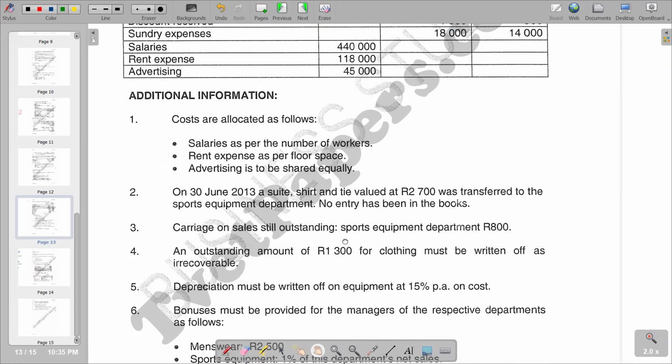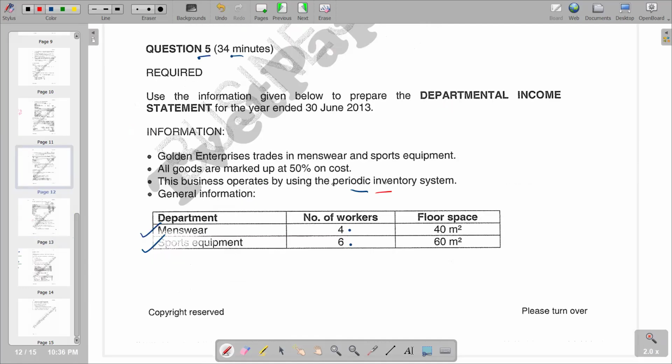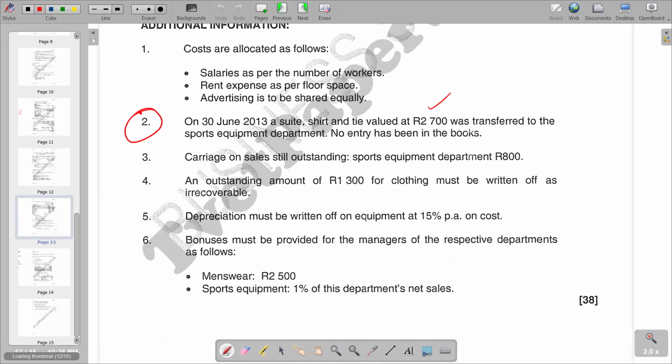So if you come to additional information number 2, it reads on 30 June 2013, a suit, shirt, and tie valued at 2,700 was transferred to the sports equipment department. No entry has been made in the books. Remember when there's any movement in terms of our trading stock or inventory, according to the periodic inventory system as indicated here, we are supposed to adjust that in the purchase account. So we adjust this movement that is taking place.